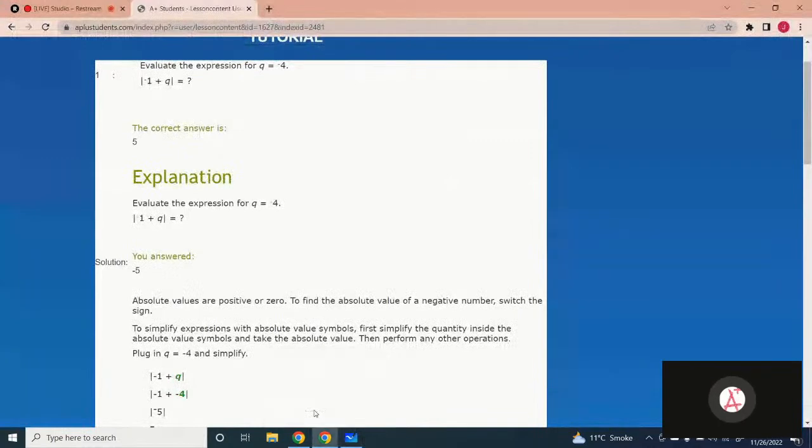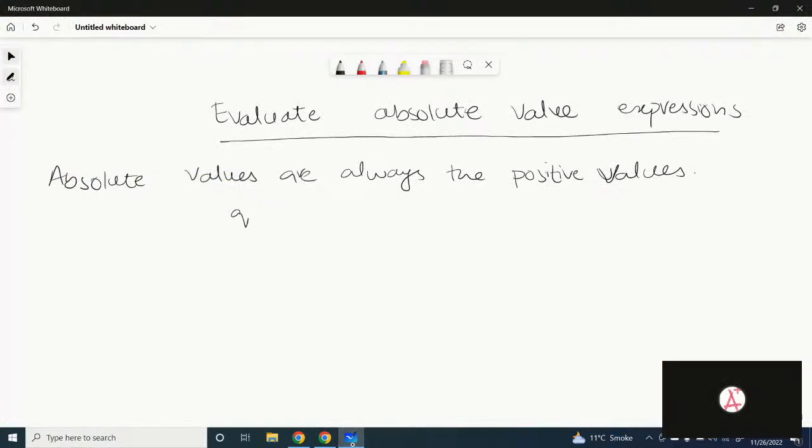Okay, the first example is evaluate the expression for q equals -4, and the expression is the absolute value of -1 plus q. So basically this sign around any expression means you have to calculate the absolute value of the expression. Got it? So keep this very important in mind. Whenever an expression has two lines around it, that means you have to evaluate the absolute value.